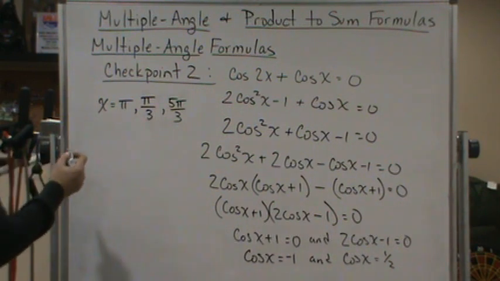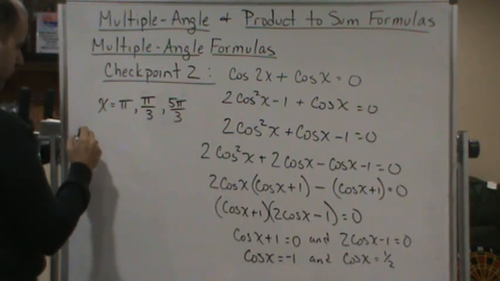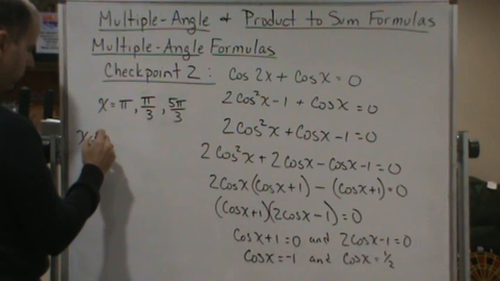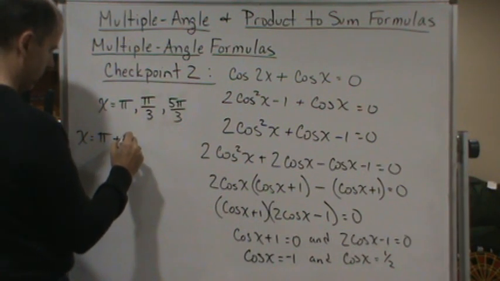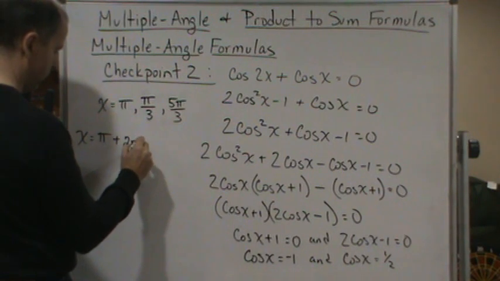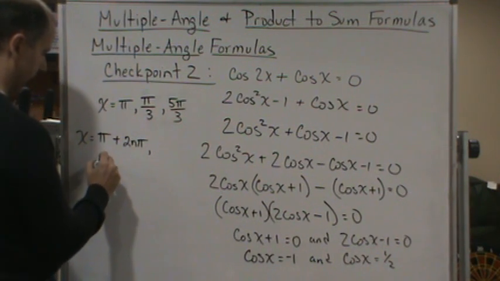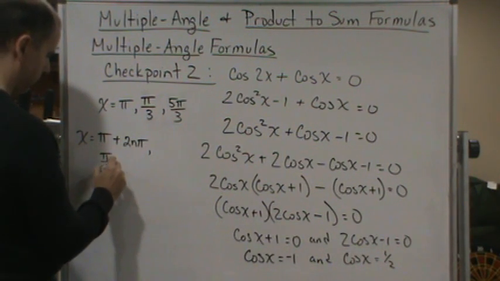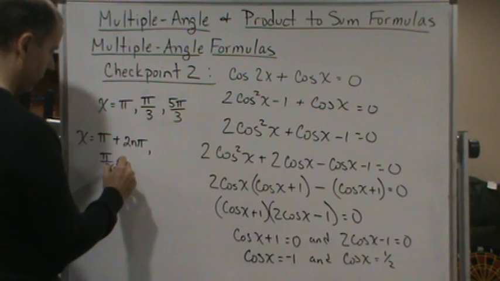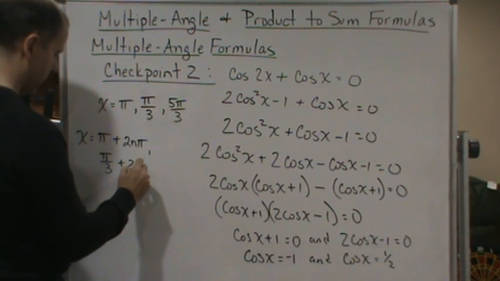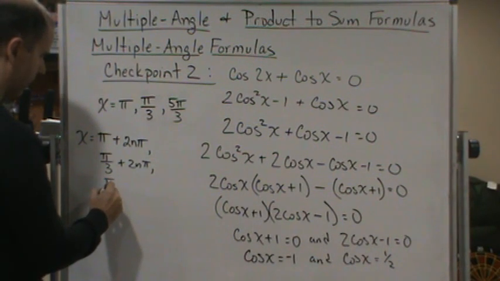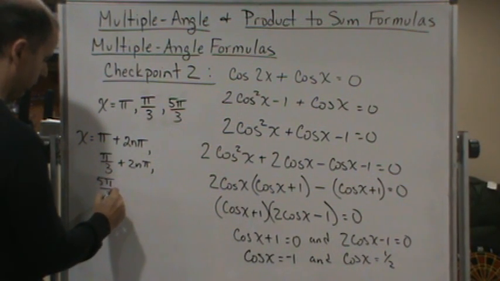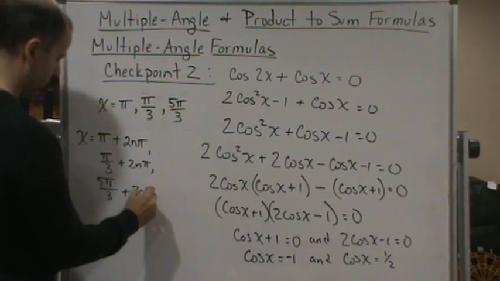And now in the general case, the general solution would be x is equal to pi plus 2n pi, and pi over 3 plus 2n pi, and 5 pi over 3 plus 2n pi.